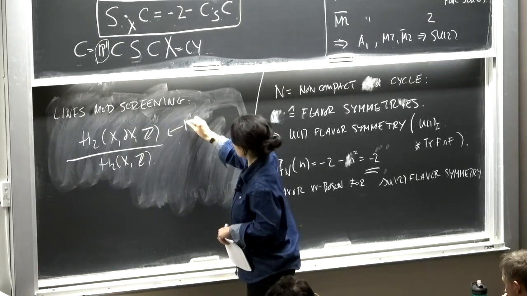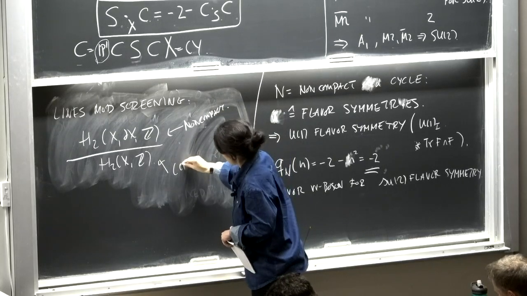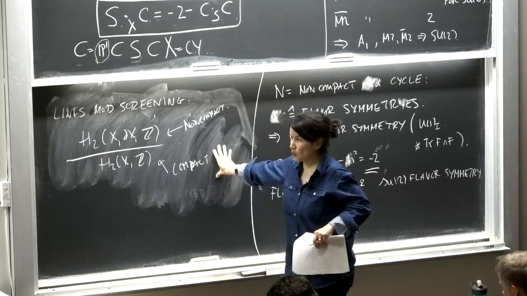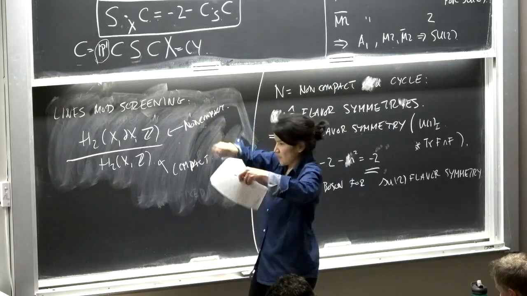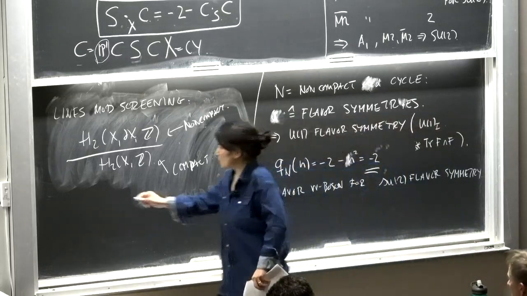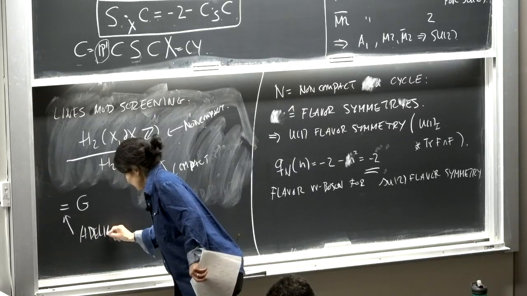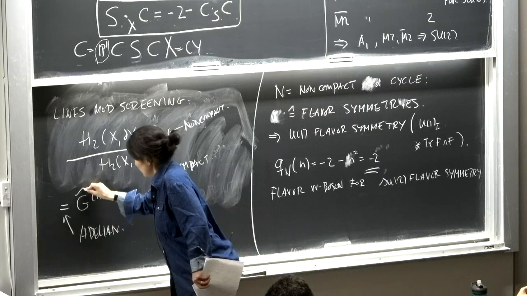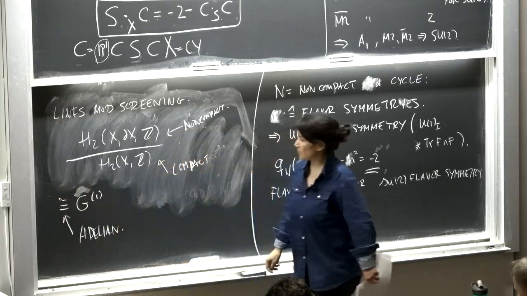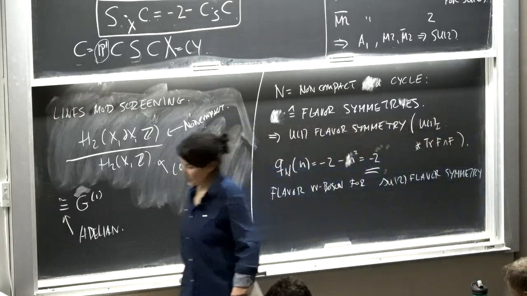So these are the non-compact, and these are the compact. So these would give rise to actual local operators, and this is the line operators when you wrap M2 branes on them. And in fact, everything is abelian here. These cohomology groups are all abelian. So this is precisely the Pontryagin dual of the one-form symmetry group, isomorphic to the one-form symmetry of the theory that you realize with this Calabi-Yau.